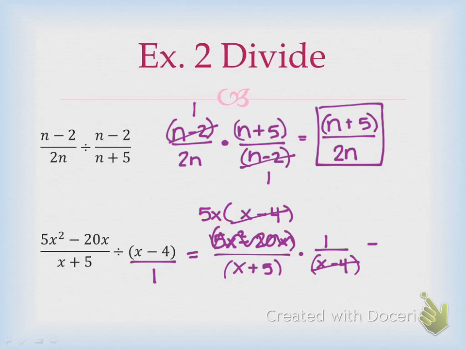So then I multiply straight across. 5x times 1 is 5x over x plus 5 times 1 is x plus 5. Can I cancel anything out now? Nope, because this x plus 5 is off limits because there's a plus sign in between it. So this is my final answer. Okay, that's how you do division.